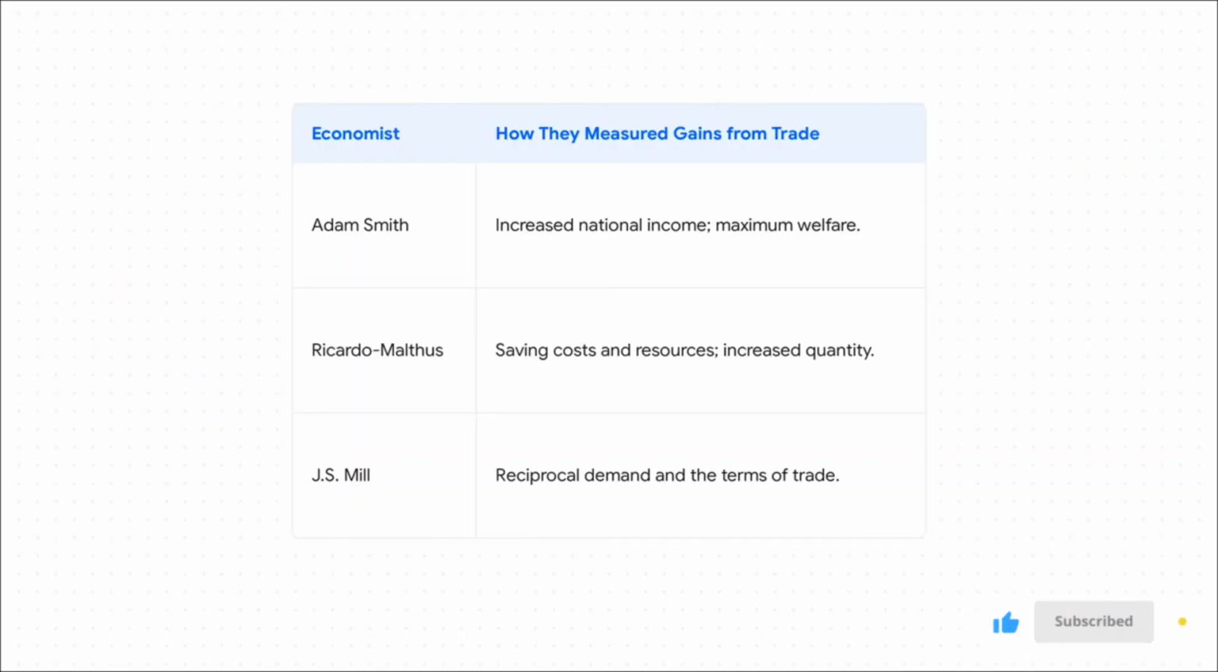You had Adam Smith, who just said, look, the whole economic pie gets bigger. Simple enough. Then Ricardo came along and said, it's about being more efficient, saving on costs. But then J.S. Mill asked the really clever question: okay, the pie is bigger, but who gets how big a slice? He said that's all decided by reciprocal demand, which sets the all-important terms of trade.